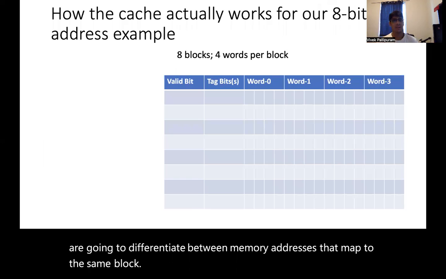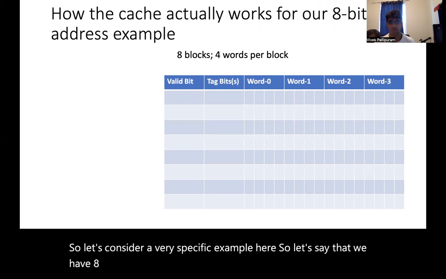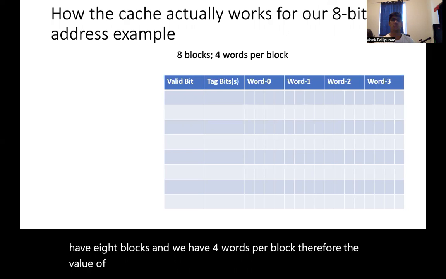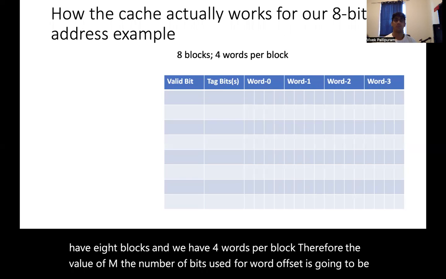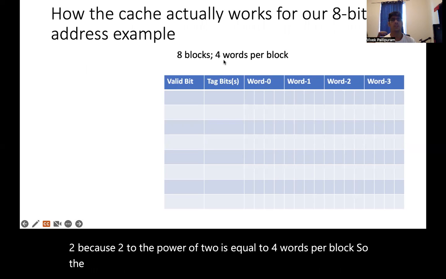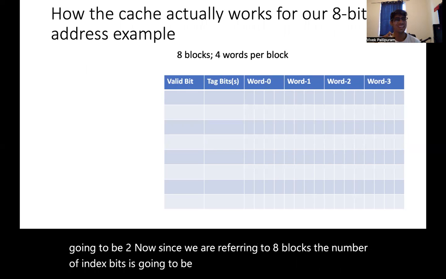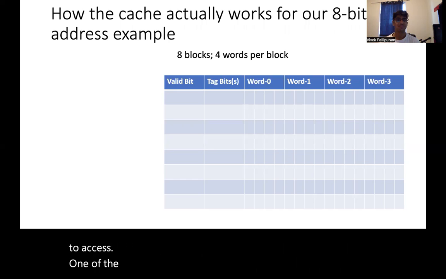So let's consider a very specific example here. Let's say that we have 8 blocks and we have 4 words per block. Therefore, the value of m, the number of bits used for word offset, is going to be 2, because 2 to the power of 2 is equal to 4 words per block. So the number of bits required to access one of the 4 words is going to be 2. Now, since we are referring to 8 blocks, the number of index bits is going to be 3, because we need at least 3 bits to access one of the 8 blocks.